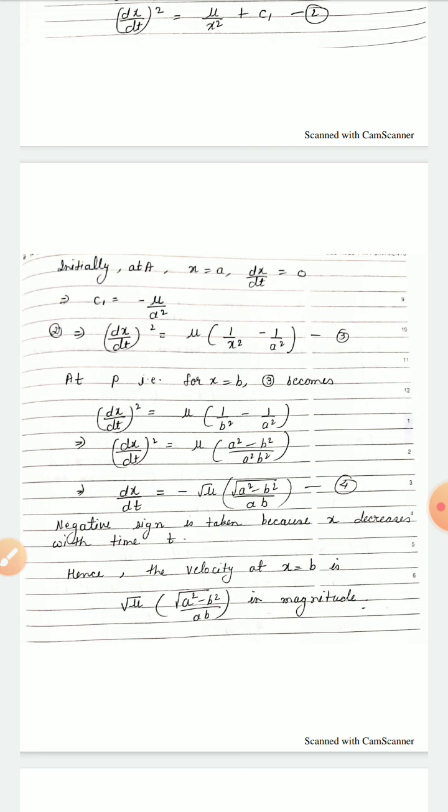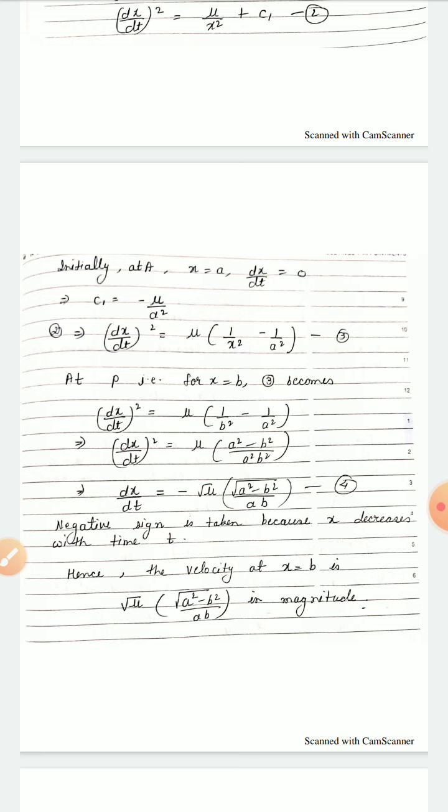Now at P, that is for x is equal to b. According to the question, we have to find the velocity at a point distant b. So we are taking x is equal to b. So equation 3 becomes (dx by dt) whole square equal to mu bracket 1 by b square minus 1 by a square. This implies (dx by dt) whole square equal to mu (a square minus b square) divided by a square into b square. So this implies dx by dt is equal to minus under root mu bracket under root a square minus b square divided by ab. Give it as equation 4.